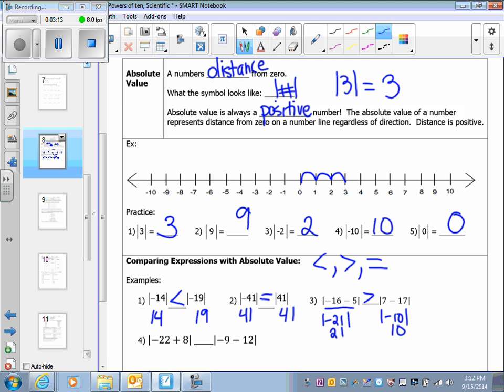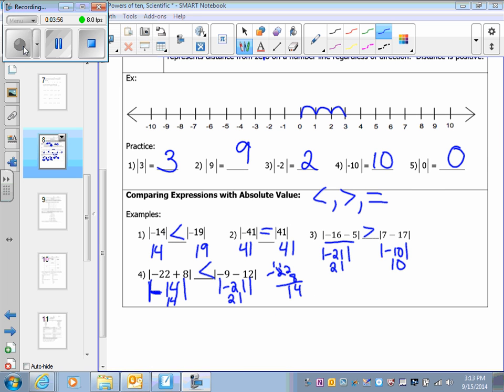Okay, so next here, I'm going to do negative 22 plus 8. Okay, so I'm going to find that first. Okay, and remember, you want to try not to use a calculator, so if you have to go over here and you have to subtract, you can do that, okay? So that's negative 14. And then negative 9 minus 12 is negative 21. Okay, and then now the absolute value of negative 14 is 14, and the absolute value of negative 21 is 21. So essentially, I am comparing 14 to 21. So 14 is less than 21. Good.